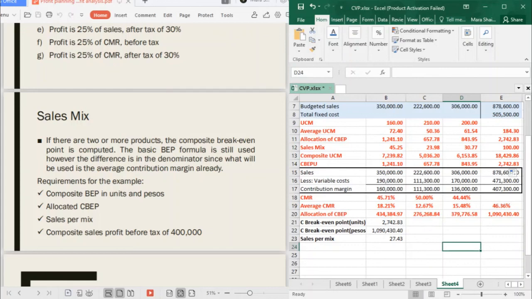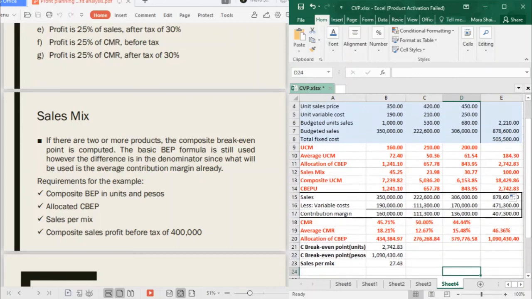The next is the composite sales for a profit before tax of 400,000. So, it's your fixed costs plus your profit, because of course, that gives you your contribution margin. And then, you divide by your CMR.